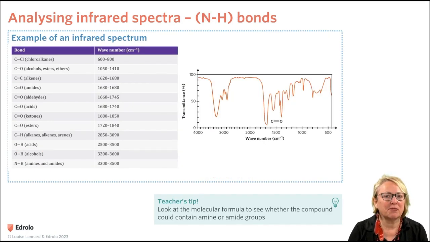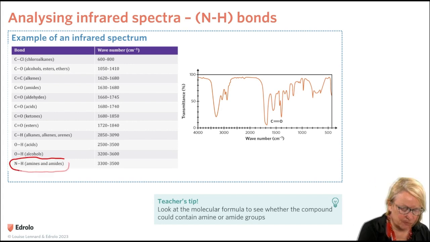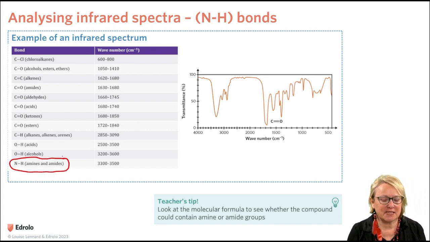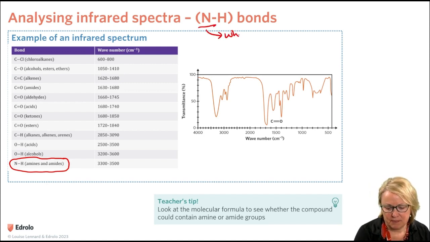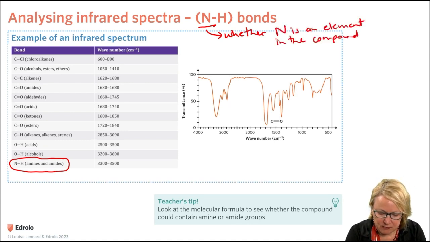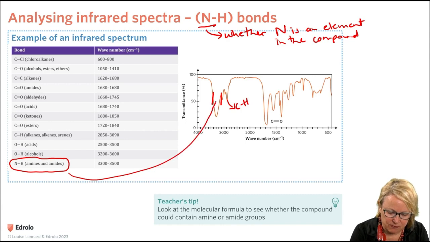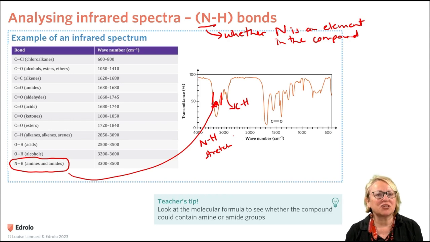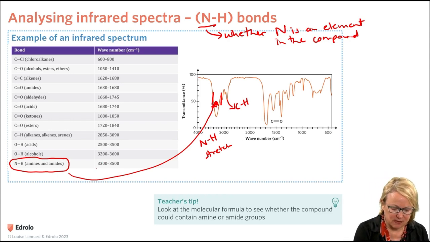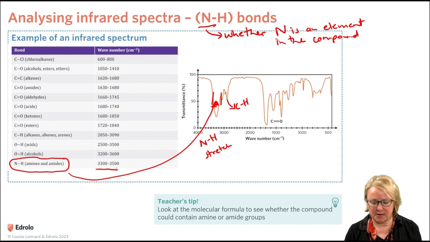Okay, NH bonds overlap some of the area that the OH bonds do. NH bonds are found in amines and amides. The clue for this one is checking to see whether our nitrogen is an element. Now we've got our CH stretch, and then here we have our NH amide or amine stretch. So it's not as broad as the OH alcohols and the OH acid. It's only over 200 centimetre -1.